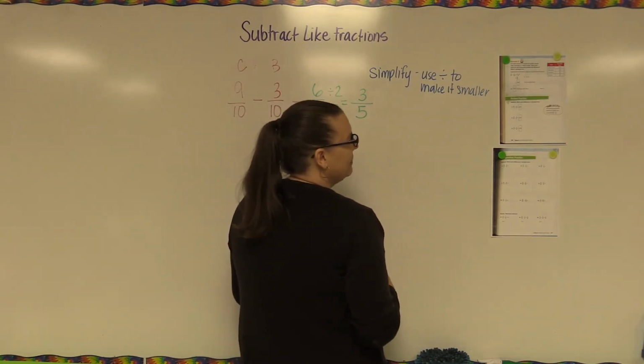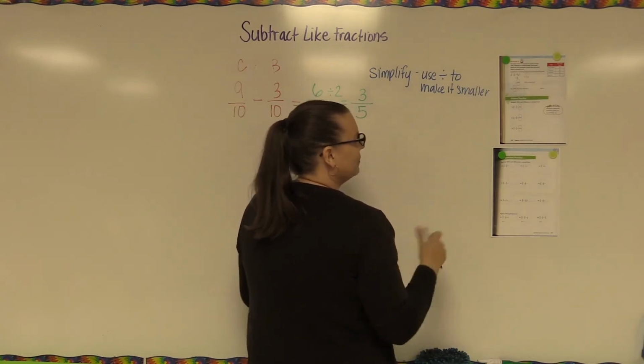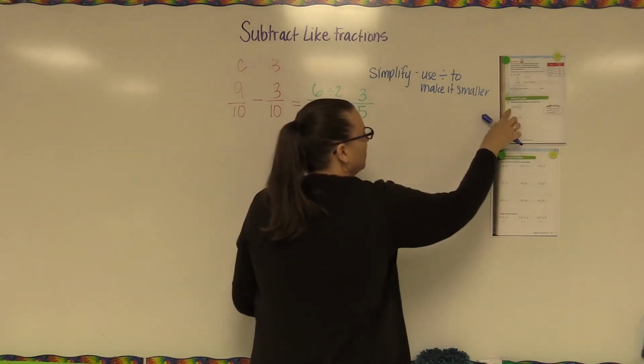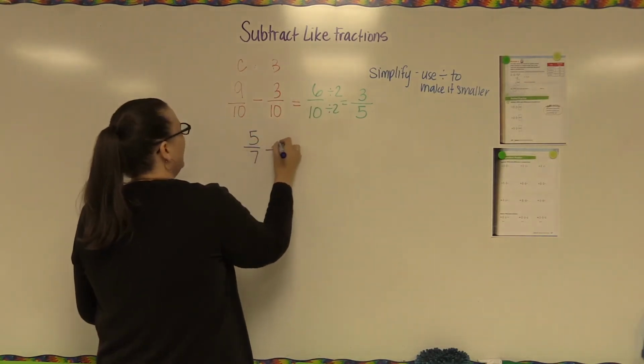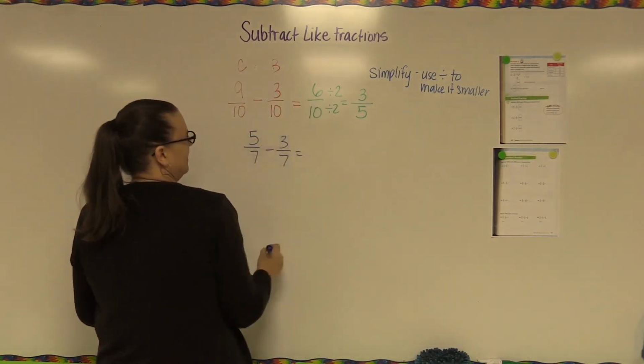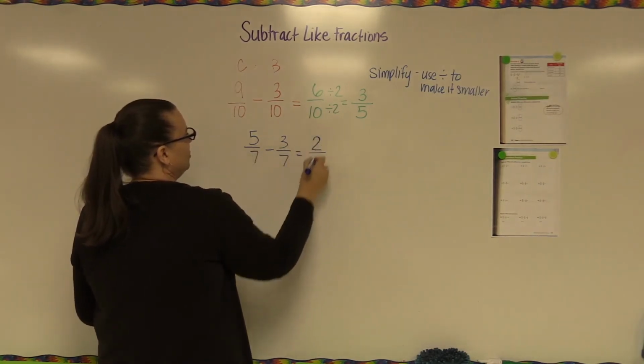Bottom half of it is the same kind of thing. It wants you to subtract and write the difference in simplest form. Take a look at number 1 down here. 5/7 minus 3/7. Okay? Denominator stays the same. 5 minus 3 is 2.